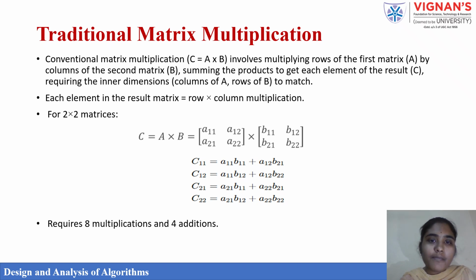In conventional matrix multiplication, the product matrix C is obtained by multiplying matrix A with matrix B. For matrix multiplication to be valid, the number of columns in matrix A must be equal to the number of rows in matrix B. Each element in the result matrix follows the rule row of A multiplied with column of B. For example, when multiplying two 2 by 2 matrices, we compute the elements C11, C12, C21 and C22 using direct multiplication and addition of corresponding elements. This process requires 8 multiplication operations and 4 addition operations for a 2 by 2 matrix.